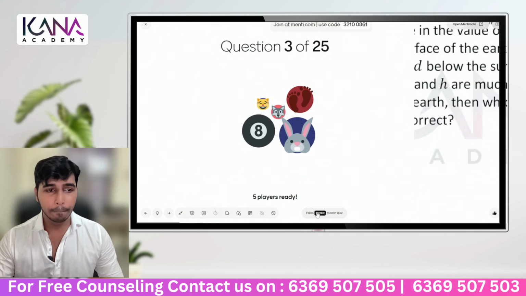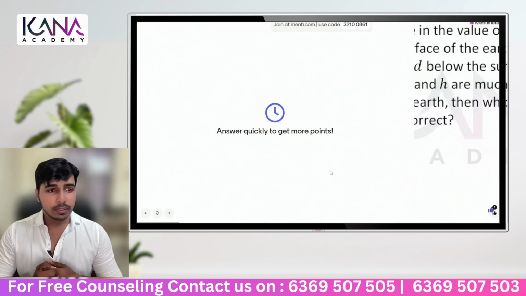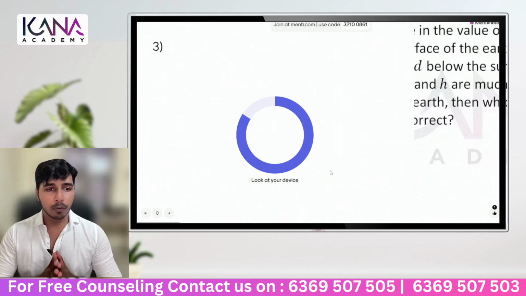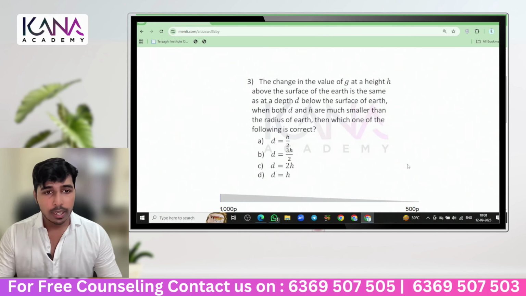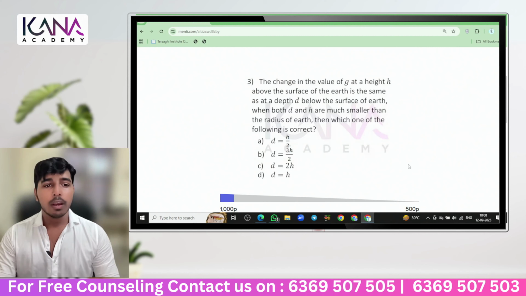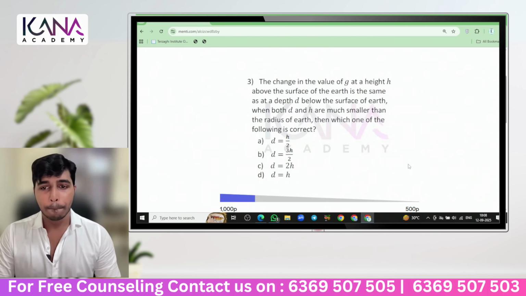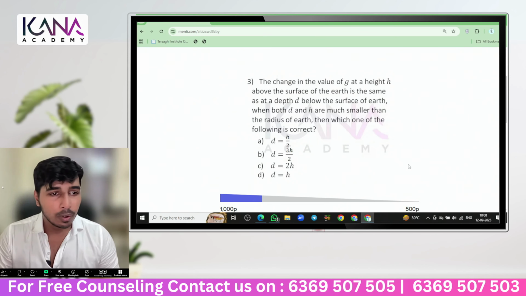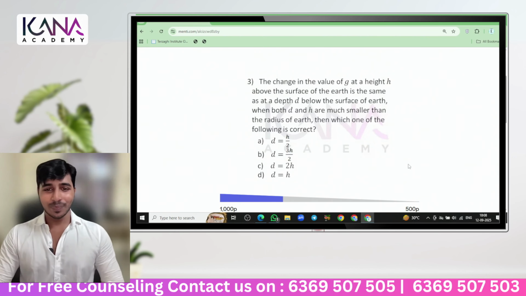Question number 3. The question is, the change in the value of g at a height h above the surface of the Earth is the same as at a depth d below the surface of the Earth. When both d and h are much smaller than the radius of the Earth, which one of the following is correct? The options are below. d equal to h by 2, d equal to 3h by 2, d equal to 2h, d equal to h.